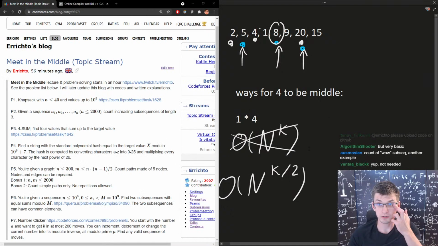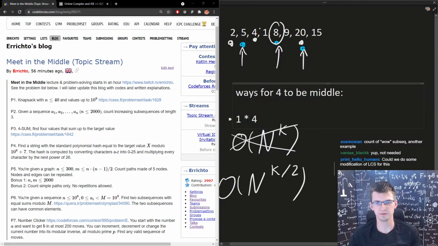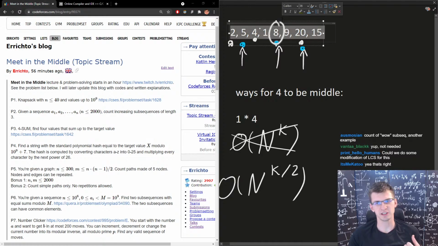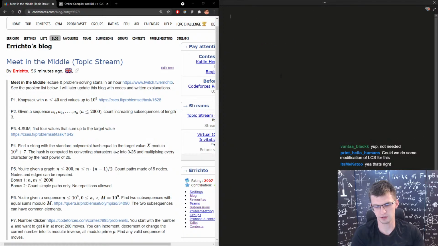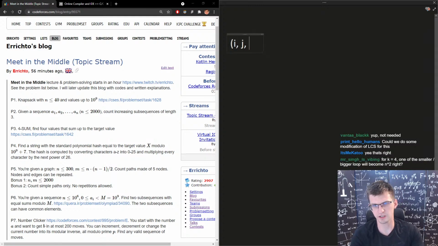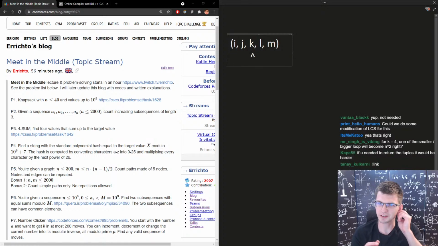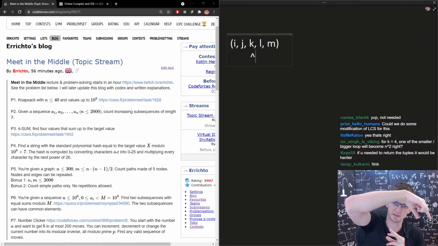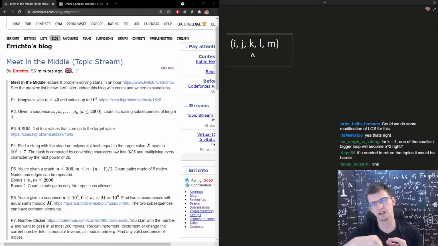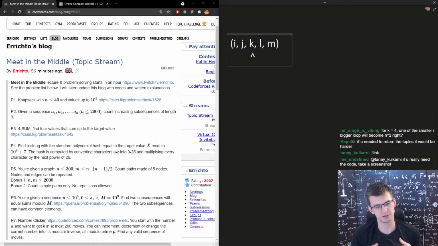Similarly, if you needed to count tuples of size 5 of increasing subsequences, subsequences of size 5 with increasing elements, you can focus on the middle element. Such a tuple will be, let's call them indices i, j, k, l, m. Then I'm going to iterate over k and separately count possible pairs ij to the left such that they are smaller than k, and count pairs lm to the right such that they are greater than k, and we will multiply the number of ways to get ij by the number of ways to get lm.